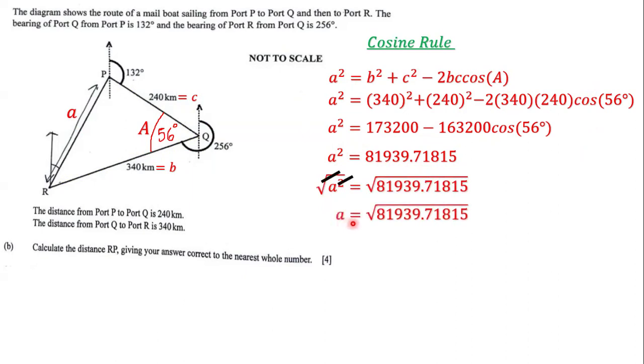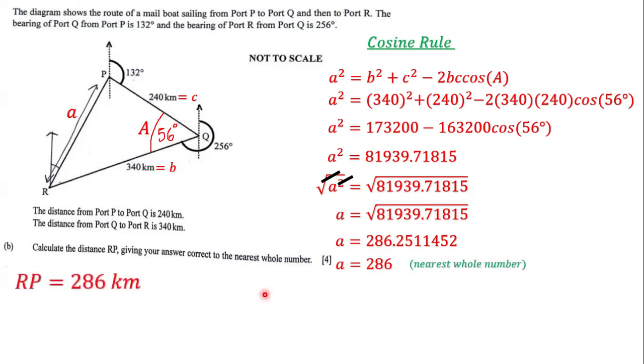So we get that A is equal to the square root of 81,939.71815. And so when we take the square root of this answer, we get that A is equal to 286.2511452. But they want us to round this correct to the nearest whole number. If you notice, this number right here is less than 5, so we cannot round up. And so we'll just have that A is equal to 286. And so that means that RP, which is the missing side, is equal to 286 kilometers. And that's the answer to this question.